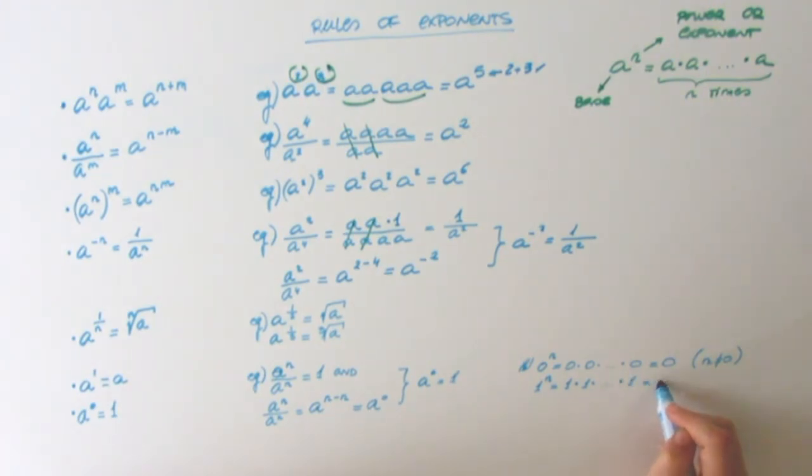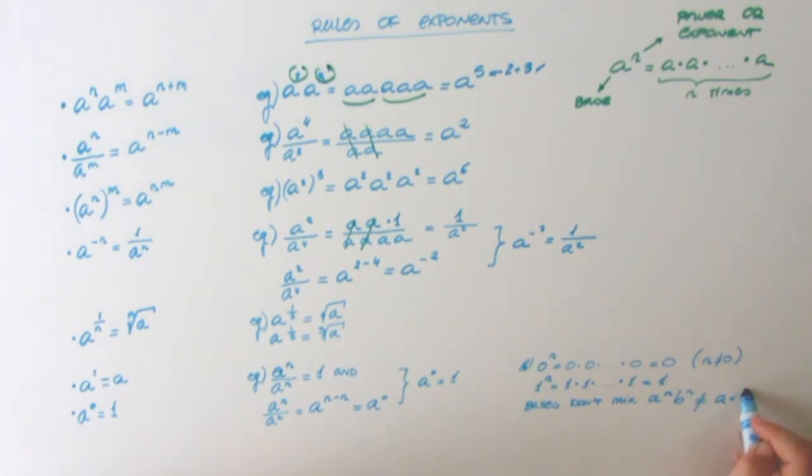And remember, these rules are for exponents. I need to have the same base. The bases don't mix. So if I have something like a to the power of n times b to the power of n, I cannot use the rule of exponents and add the bases. That's not the same, only exponents.